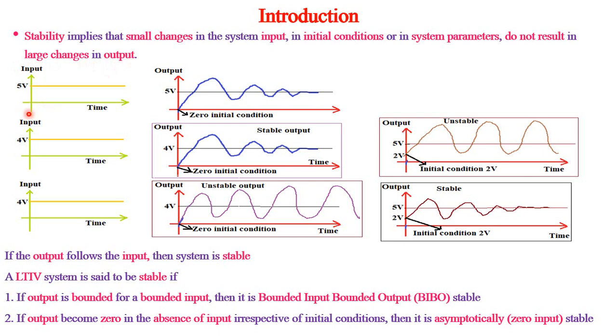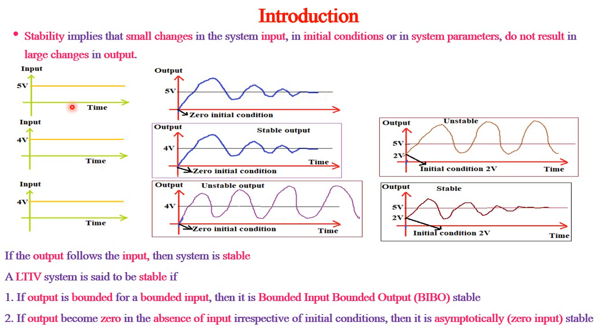For example, let us consider this input. A 5-volt DC input is given. Let us assume that we get an output like this. Assume that the initial condition is 0. Here we can find that the output is sinusoidal and it is a damped sinusoid in nature, and finally it settles down to 5, that is the desired output for the input. Therefore the system is stable.